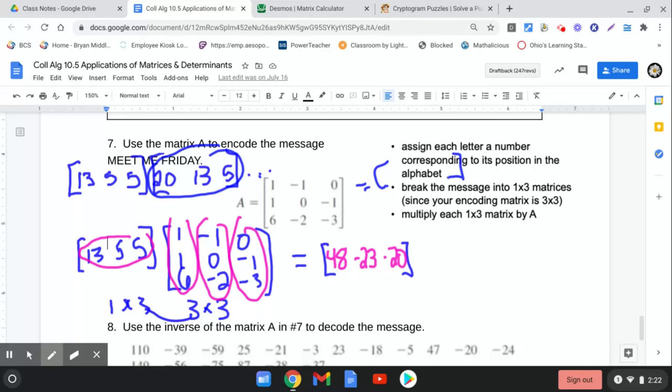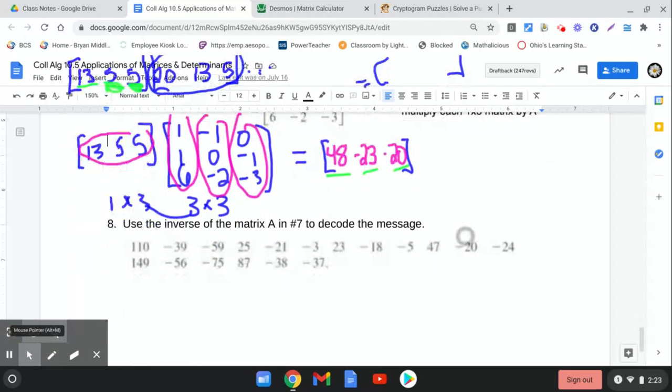What's so great about this is, remember, in my original message, M, E, E, both of the E's were 5s. Now when I send M, E, E, they're different numbers. So this is a really, really hard code to break. And then when my friend gets it, they are going to multiply it by the inverse. So I'm not going to do this problem all the way out, but let me show you number 8.